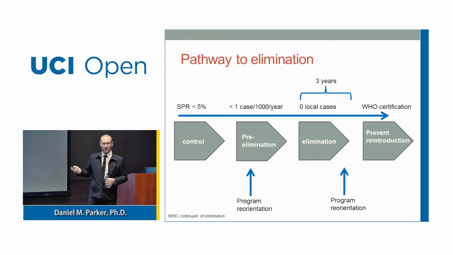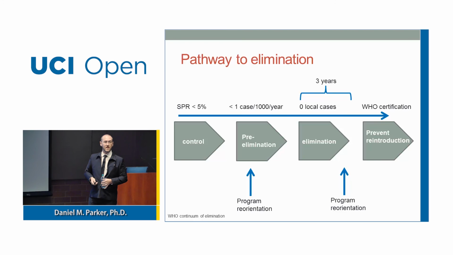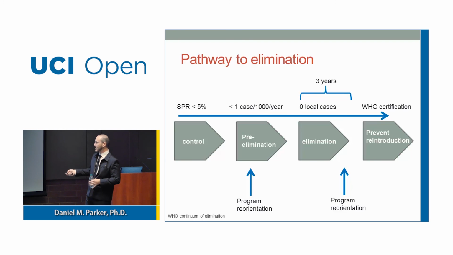And then if you're a nation, if that geographic unit is a country, and you hold it at 0 cases for 3 years, then you might be able to get World Health Organization certification of having eliminated malaria. So recently, Sri Lanka was able to achieve this. At that point, there's another program reorientation towards the prevention of reintroduction. So at that point, you're still going to have imported cases from time to time. You just don't want those imported cases to take hold so that it's endemic again.